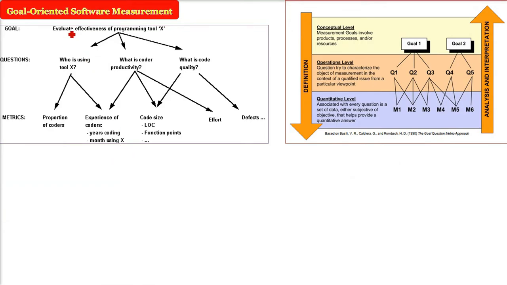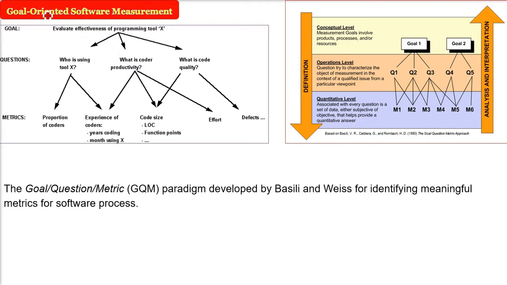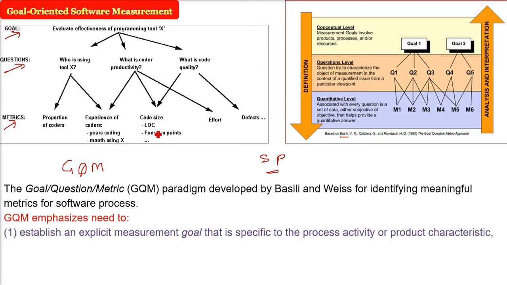Goal-oriented software measurement. The name suggests there needs to be a goal. We call it GQM. G is for goal. On the basis of the goal, there will be certain questions, and on the basis of these questions, the answers will tell you the metrics. This GQM paradigm was developed by Basili and others for identifying meaningful metrics for software processes. For software processes, what will be a proper way of doing software measurement?